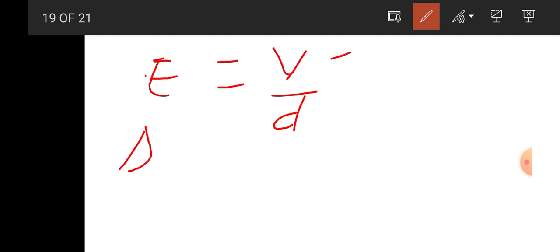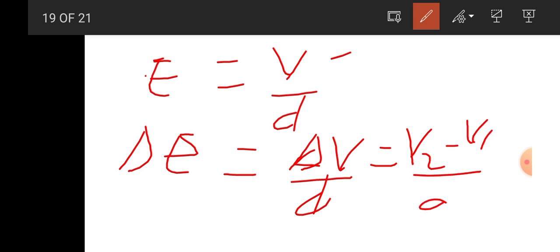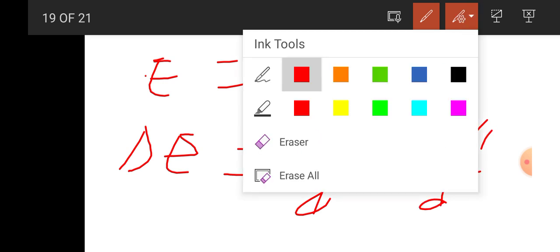Electric field strength is equal to V over d. V is the potential difference between the two plates. This is the electric field strength. So the electric field strength is equal to the change in potential difference over d. So this is equal to, let's say, V2 minus V1 over the separation between the two plates.